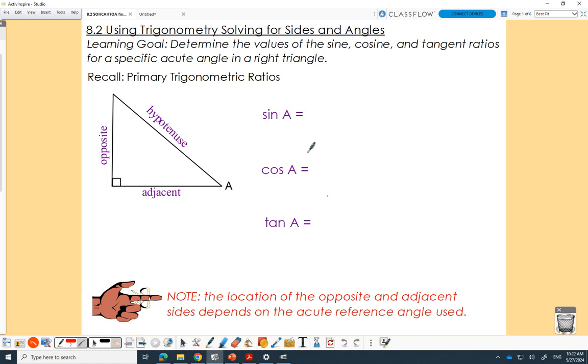Yeah, I think it's a part 2 of that lesson. It says using trigonometry, solving for sides and angles. What it means is take what we saw on Friday and actually do something with it. There are many people that would argue this is the most important lesson of grade 10. Well, that makes it sound like it's going to be difficult. I don't think it's going to be difficult at all.